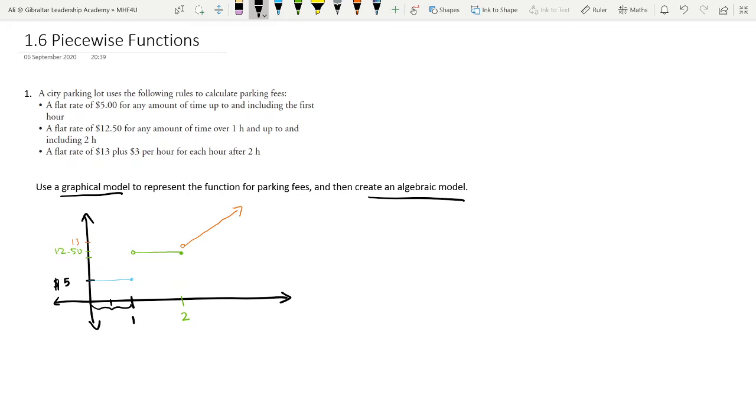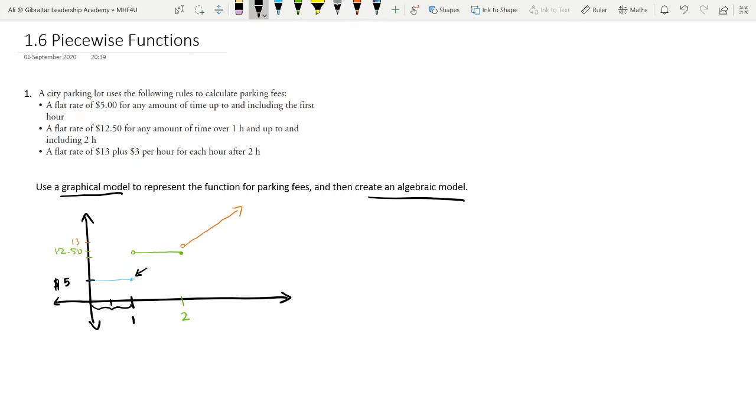Then it says from 1 to 2 hours, it is $12.50 that the person would have to pay. So between 1 hour and 2 hours, it has to be $12.50. Keep in mind that if you stay for 1 hour exactly, you are going to get charged $5, not $12.50. I don't know why I put that there.